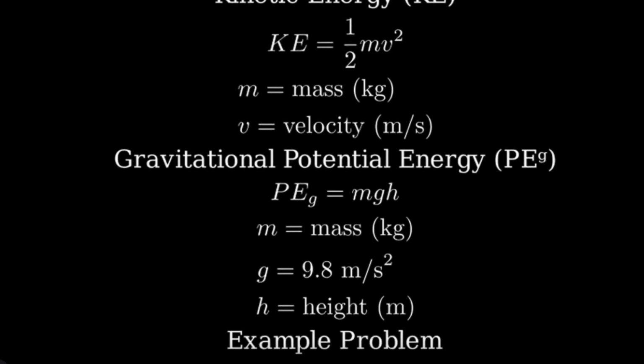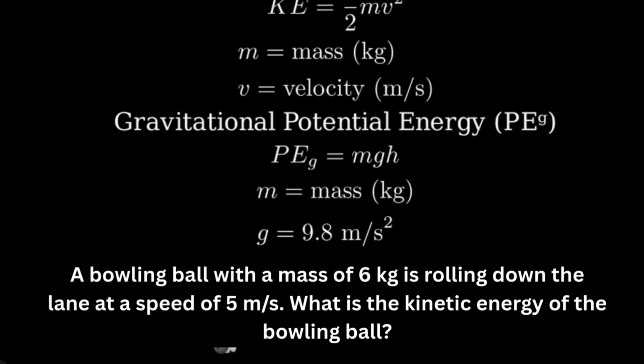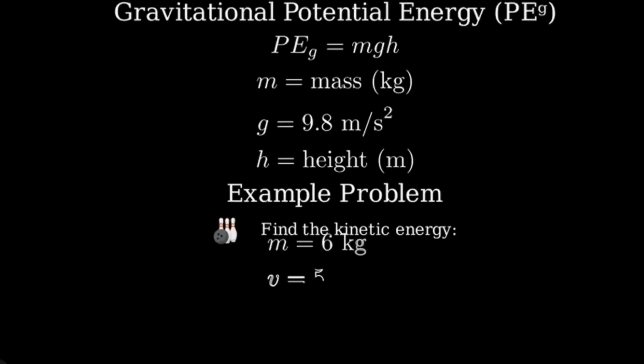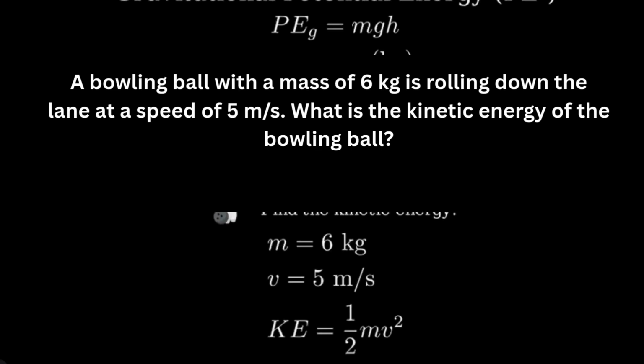Let's work through an example. A bowling ball with a mass of 6 kilograms is rolling down the lane at a speed of 5 meters per second. What is the kinetic energy of the bowling ball? First, identify what we know. Mass, m, is 6 kilograms, and speed, v, is 5 meters per second.